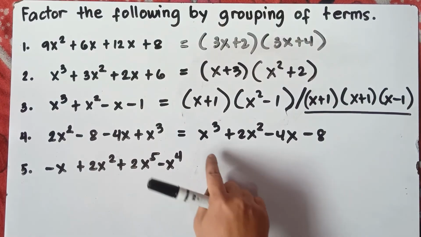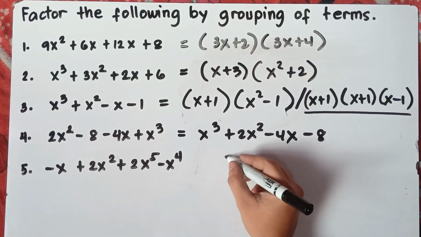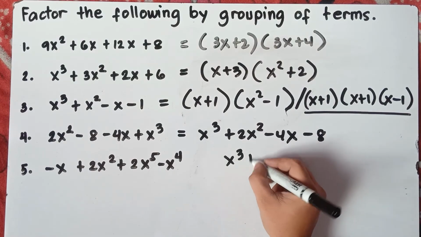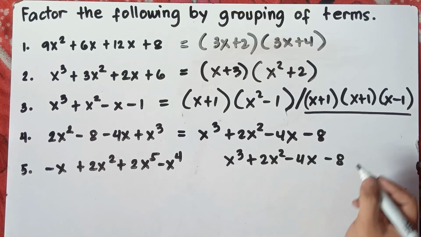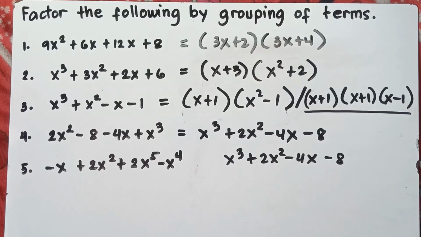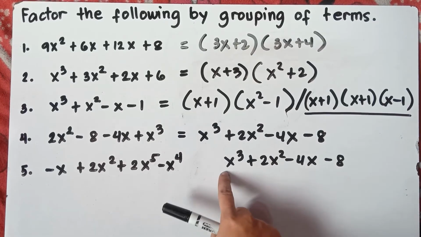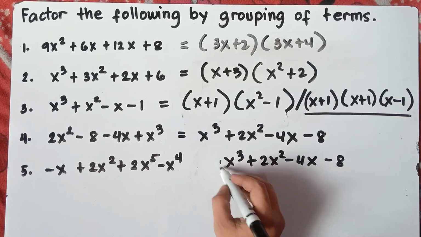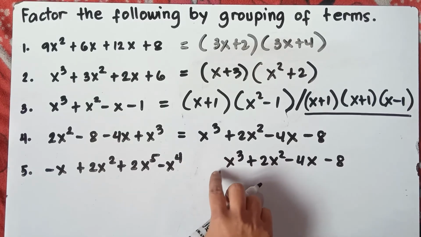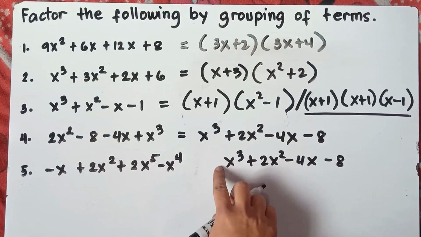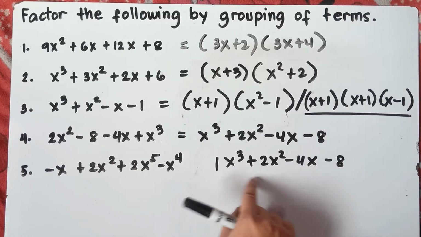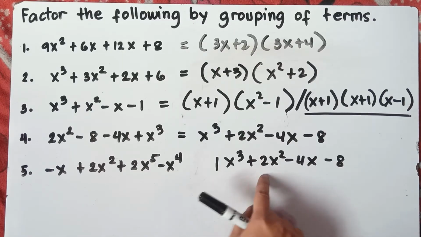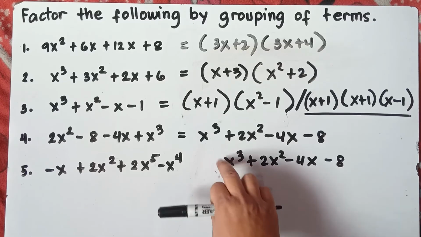Alright, and then we factor this out. Let me write it here, since we don't have enough space now: 2x squared minus 4x minus 8. We can factor this out by, once again, looking at the numbers, 1 and 2. The GCF of 1 and 2 is only 1, so we just ignore the number, class.